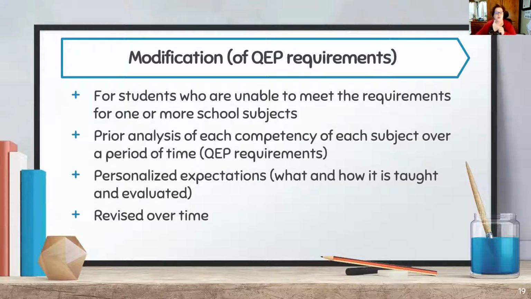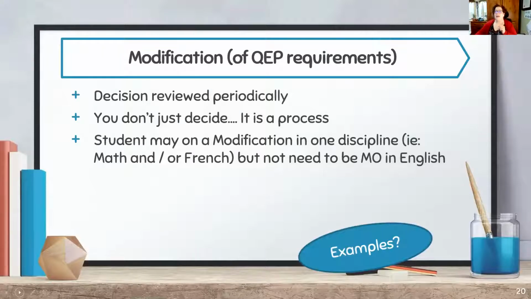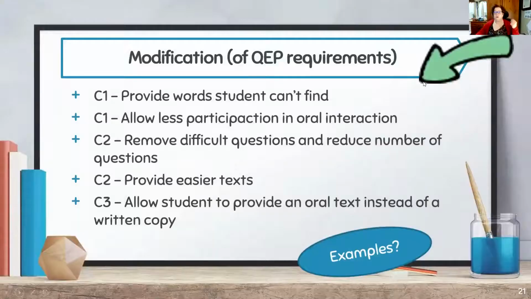So that to me is very, very important, and it can be revised over time. Is that okay for everybody? Good, okay. So again, the decision is reviewed periodically. You don't just decide, it's a process, and the student may be on a modification in one discipline, but not in the others, as I've mentioned before.